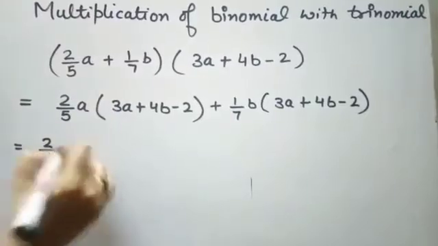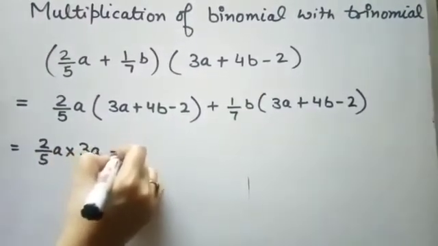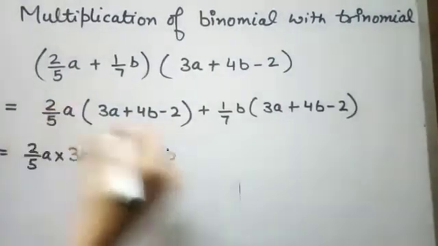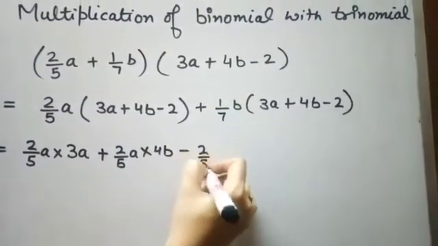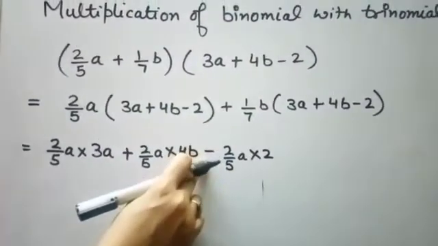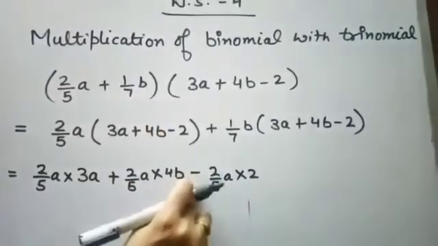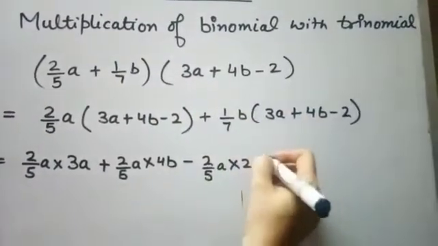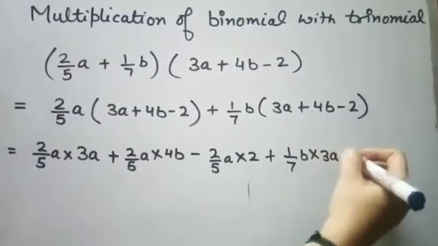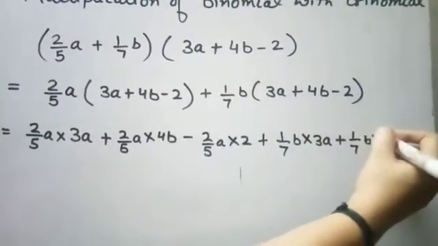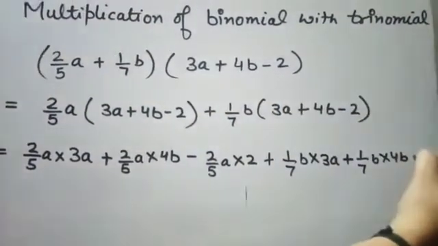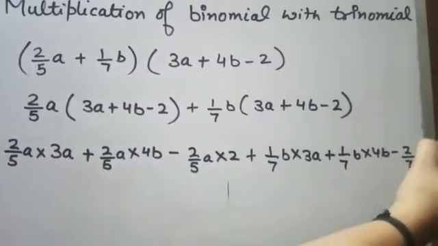2/5 a into 3a plus 2/5 a into 4b minus 2/5 a into 2. This negative sign, the subtraction sign, will be between, because plus into minus will become minus. Now plus 1/7 b into 3a plus 1/7 b into 4b, and again plus 1/7 b into minus 2, that will become minus 2/7 b.